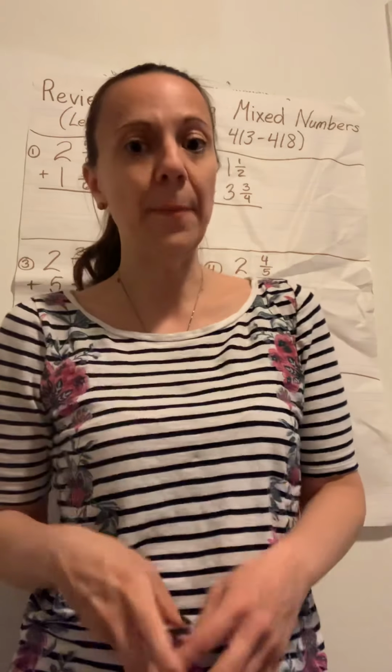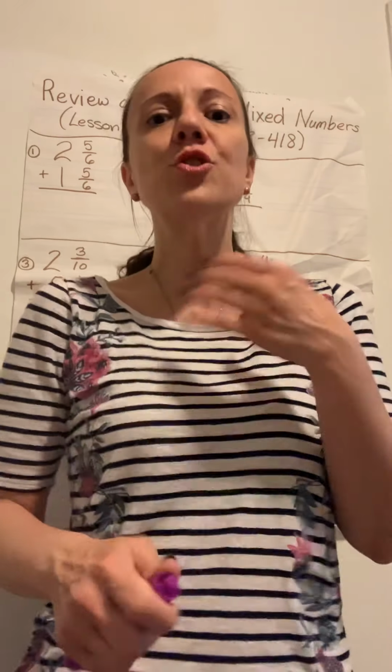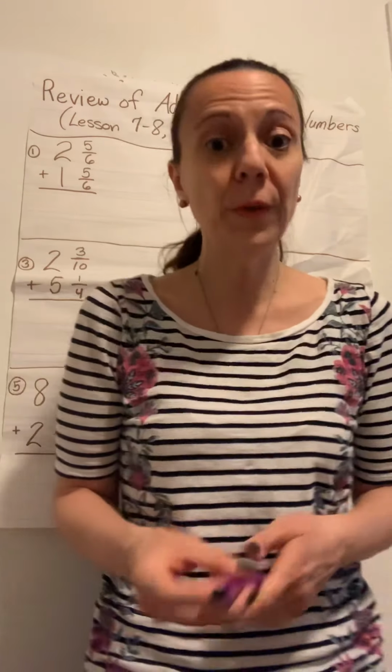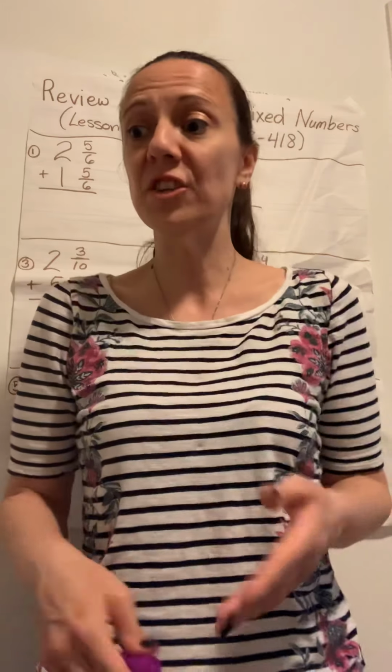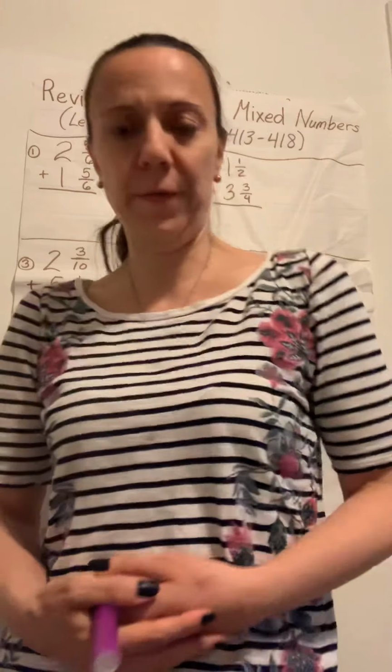So the first step in adding mixed numbers, which, of course, is a number that has a whole number and a fraction part, is to make sure that the fractions have common denominators. As we've been talking about the last few days in our review, you cannot add and subtract fractions if the denominators aren't the same. So first I want to check for that.